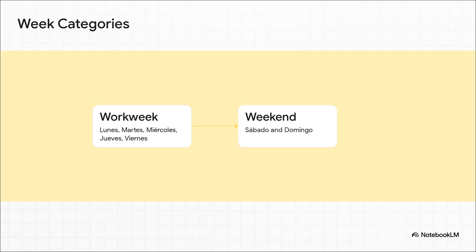Lunes, martes, miércoles, jueves, and viernes, Monday through Friday. Step 2 is the weekend, the days of rest, sábado and domingo, Saturday and Sunday. Grouping information into mental buckets like this makes recall so much faster.